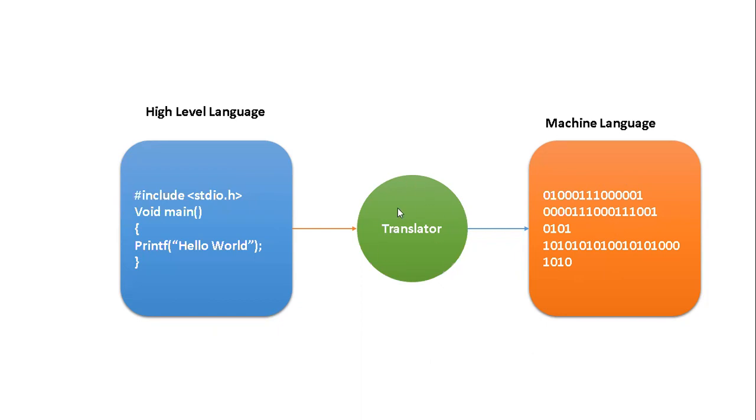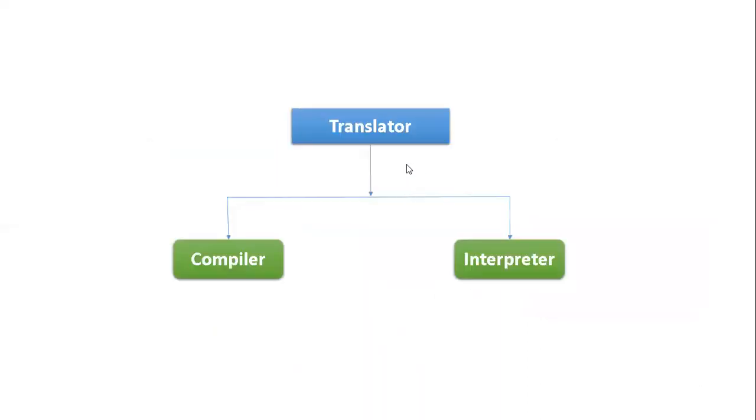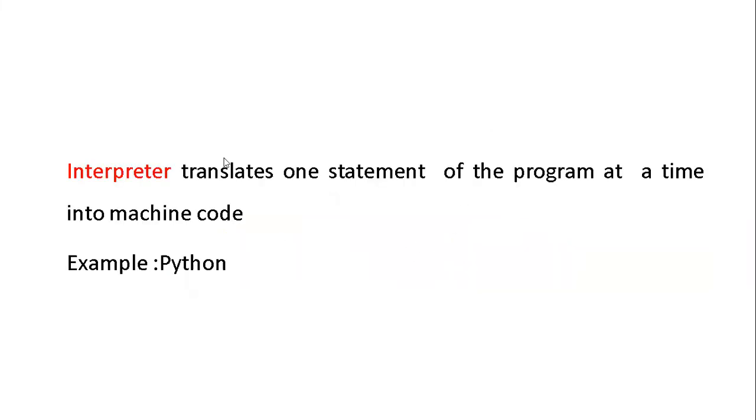The program or the software that translates high-level language into machine language is known as a translator. Basically there are two types of translators, compiler and interpreter. Both are translators that translate the source code written in high-level language into machine code. But the interpreter translates one statement of the program at a time into machine code.